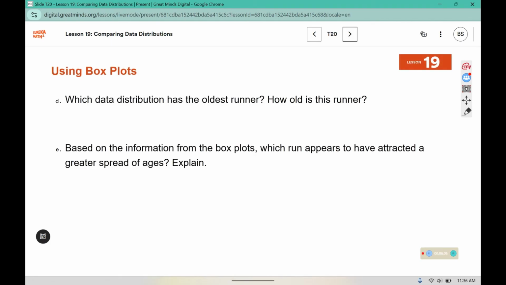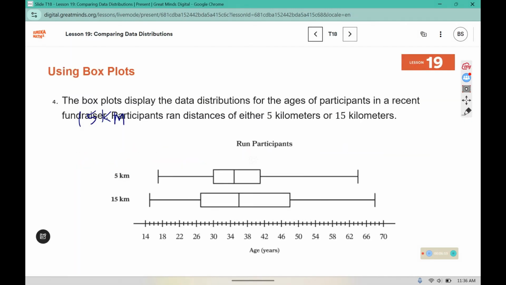Which data distribution has the oldest runner, and how old is that runner? The maximum represents the runner. So the data distribution with the oldest runner is the 15-kilometer race, and that runner is 68 years old.